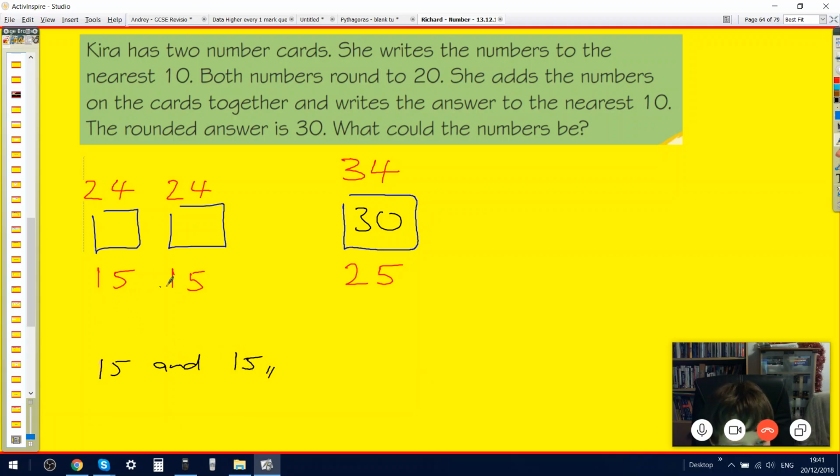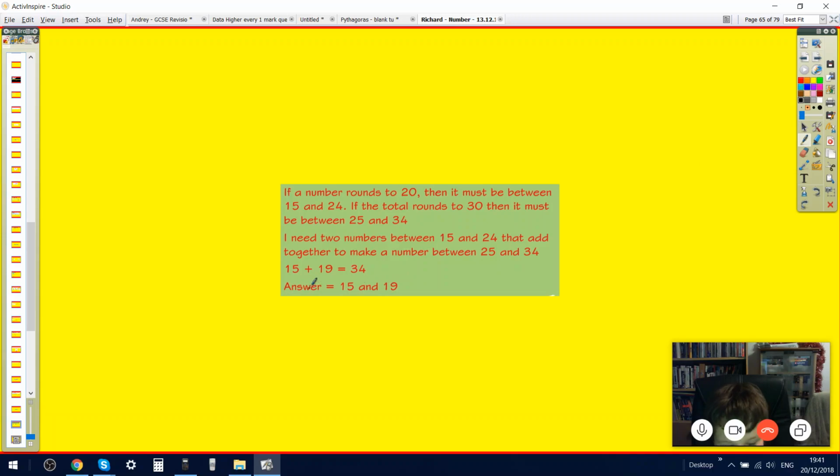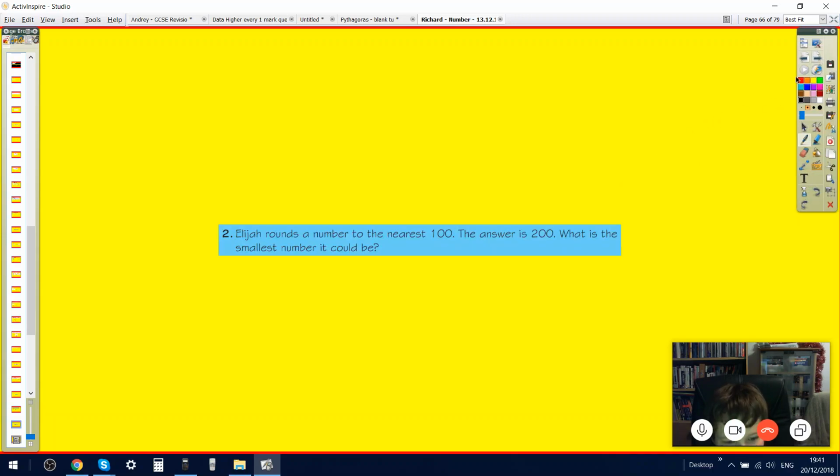It could be 15 and 16. It could be 16 and 17. Yeah. But it couldn't. Oh, I think 17 and 17 is the biggest. Okay. Because that would make 34, but any bigger than that, and then it would round to 40. Yeah, okay. So, for example, 15 and 19. Yeah, so many possibilities.